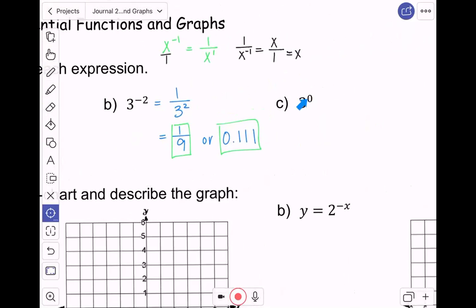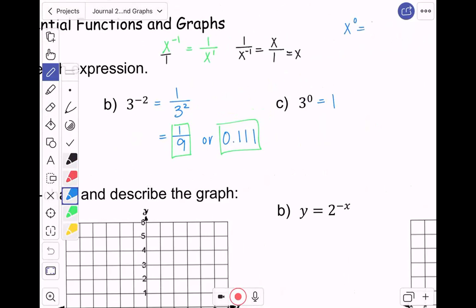Anytime you have an exponent that's 0, if you guys remember, any exponent that is to the 0 power causes it to be 1. So x to the 0 power is 1. 1,000 to the 0 power is 1. Anything to the 0 power is 1. So that is my final answer.